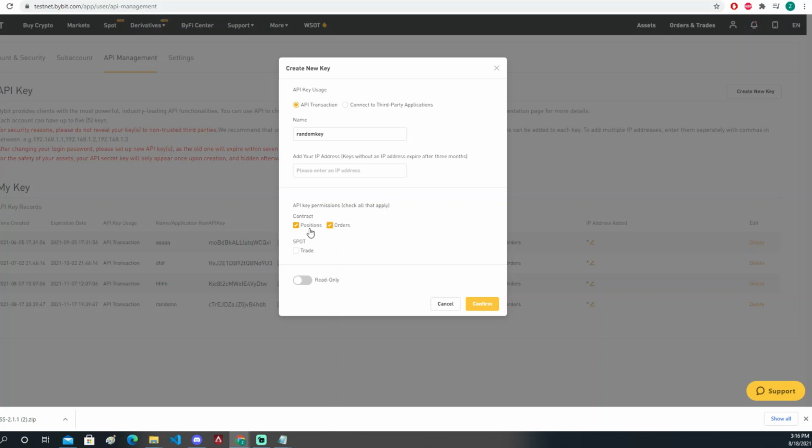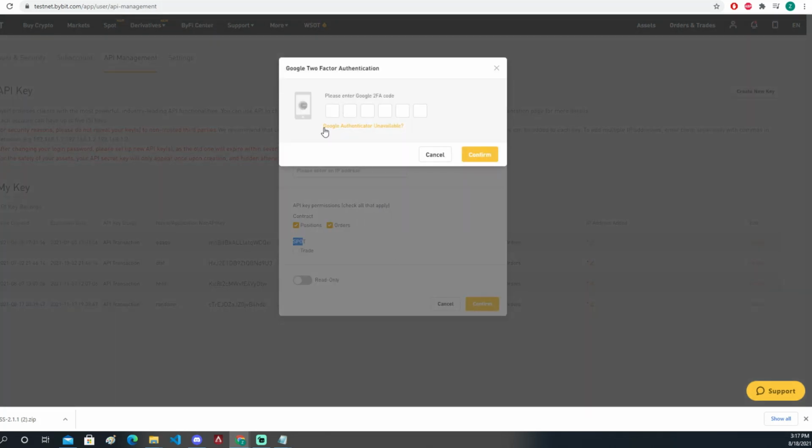You need to choose positions and orders, because you're going to place positions and check for orders. I don't want to do spot trading for now, and it does not need to be read only. If you confirm this, it will ask you for the annoying two-factor authentication, which can of course save your life, but let me start up my phone. Give me 1 second.